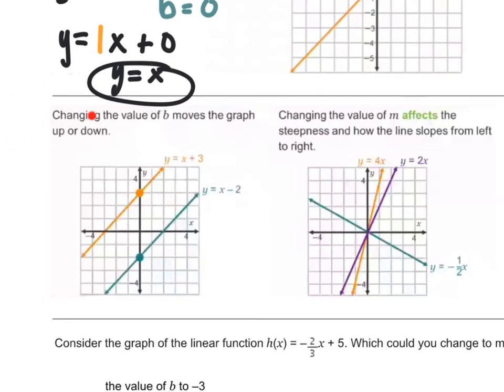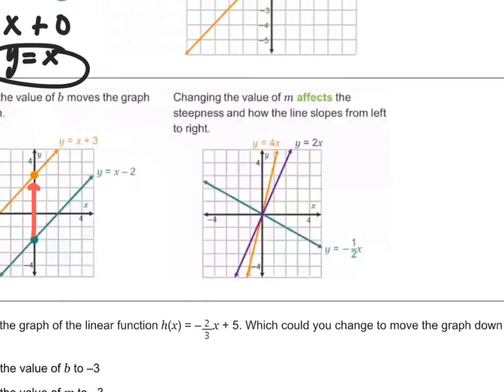What I do want to talk about here is that if we change the value of b, if we change the y-intercept, all that does is move the graph up or down. That's all that's happening here. You've just got a graph that's been moved up. Notice that these lines are parallel and they're not touching. Notice how they have the same slope. We'll talk all about that.